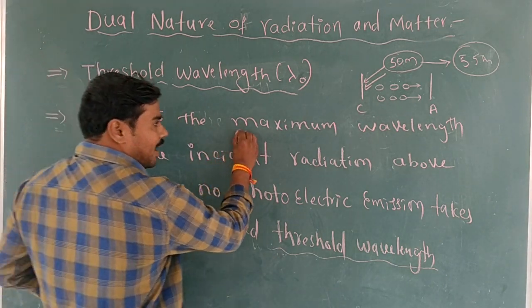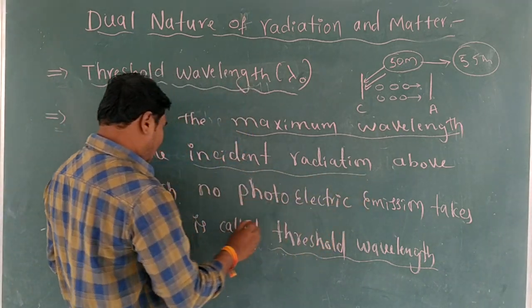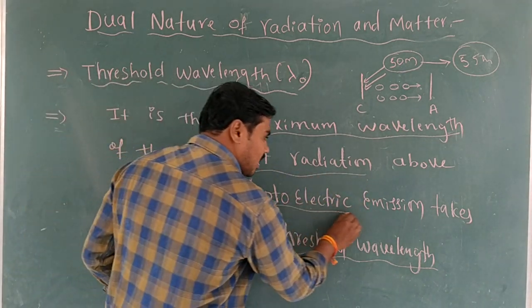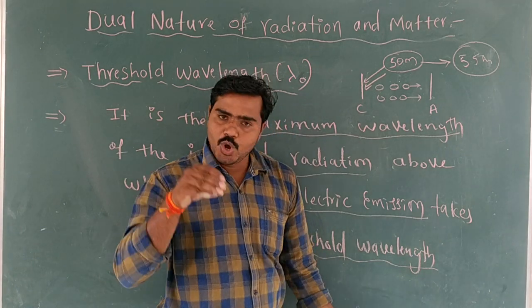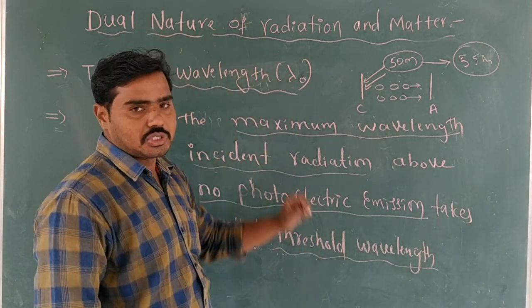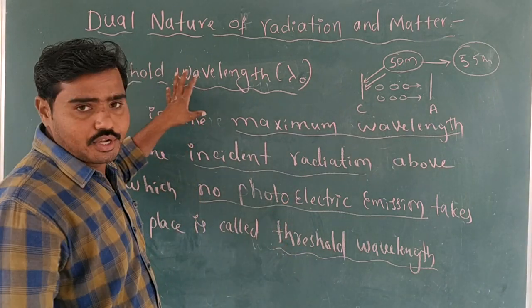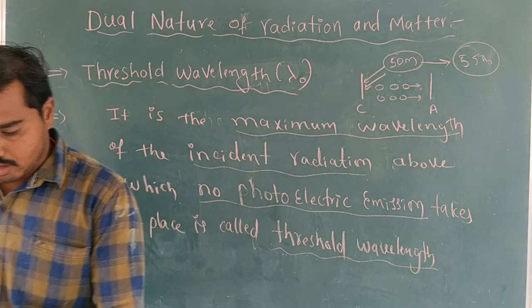It is the maximum wavelength of the incident radiation above which no photoelectric emission takes place, but below which it takes place. It is denoted by the symbol lambda naught. Lambda naught. Okay, this one is also a very important definition.